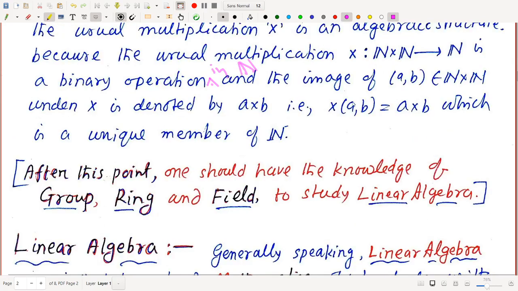So capital N is an algebraic structure with respect to this multiplication. Similarly, capital N is also an algebraic structure with respect to usual addition. The sum of two natural numbers is also a unique natural number.